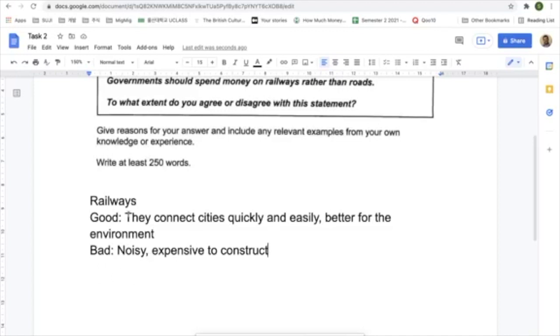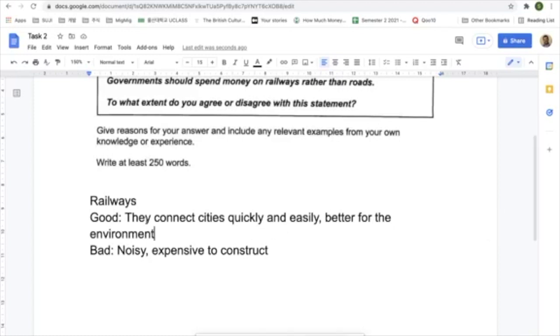So yeah, that would probably come under my point here, that they connect cities quickly and easily. That would be under the commuting thing, right? So if people are commuting, then it helps them to connect between their job and their home, if they work in a different place. Okay, good. So that would be the benefits of railways for me. They connect cities and they're better for the environment.